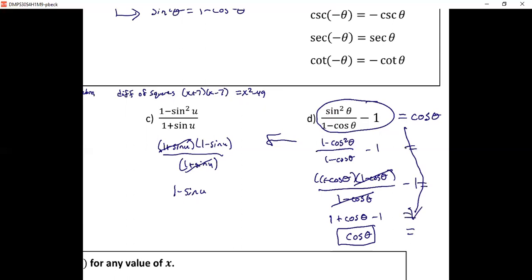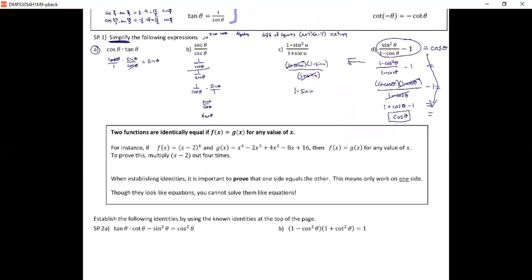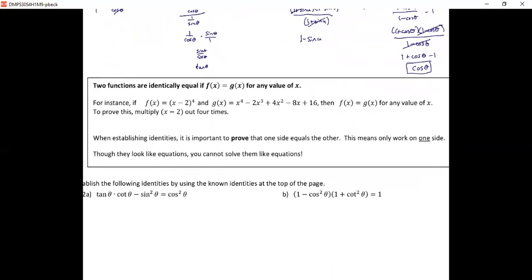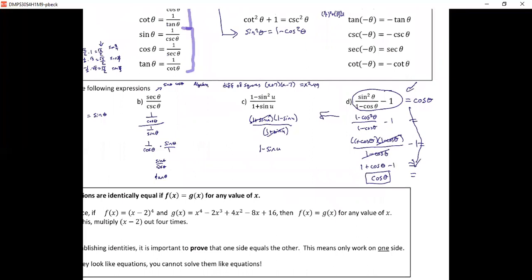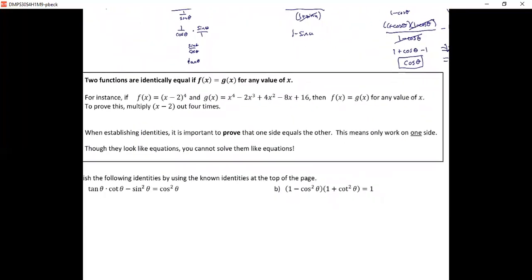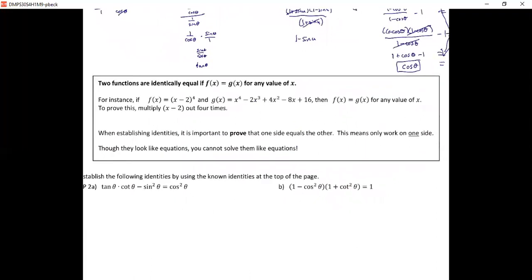You're going to be able to choose which one. But it's going to be your job to prove that what we have on one side equals what we have on the other side. And that's what I have here in my notes, where if I have two functions which are identically equal, basically I'm telling you these two functions are identically equal to each other. If we have these two functions equal to each other, how do we prove that one side equals the other side?